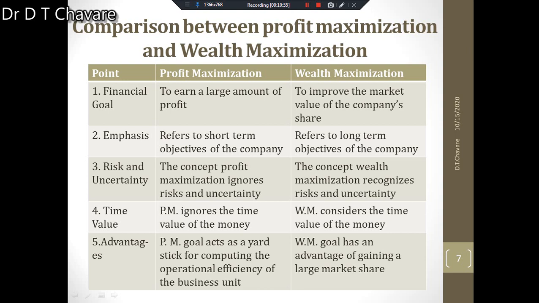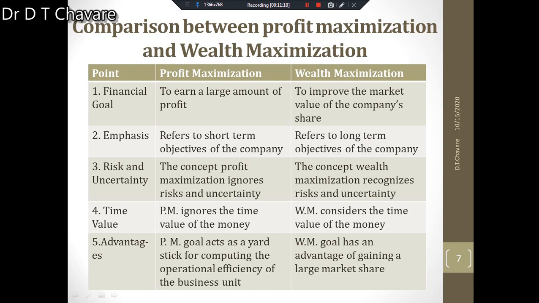And in case of wealth maximization, what is the financial goal? To improve the market value of the company's share. Try to understand. To improve the market value of the company's share, this is the financial goal of wealth maximization. It means that in this way you can write the difference between profit maximization and wealth maximization with the help of this financial goal point.